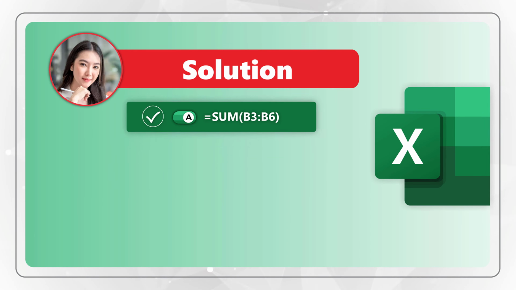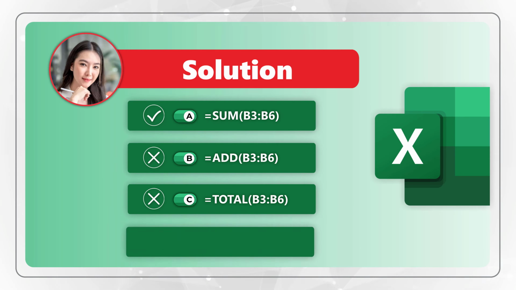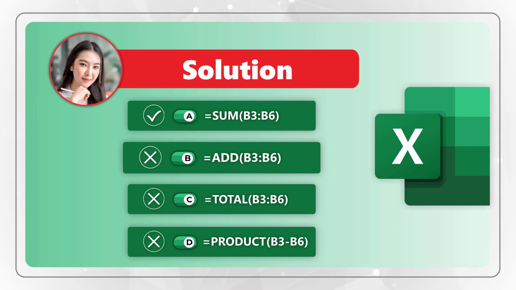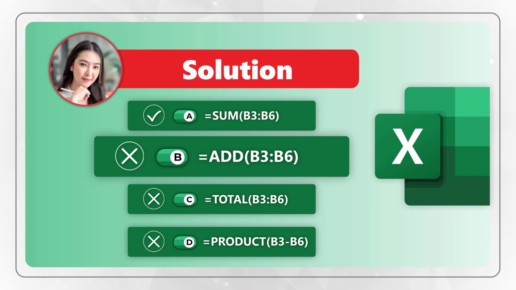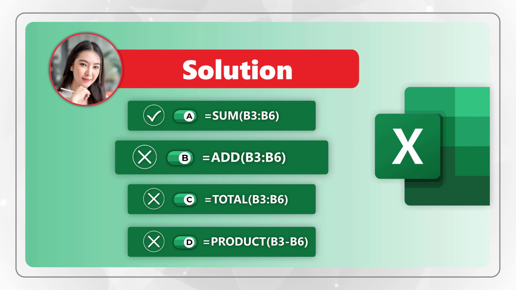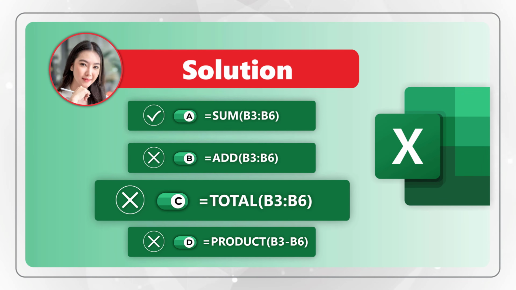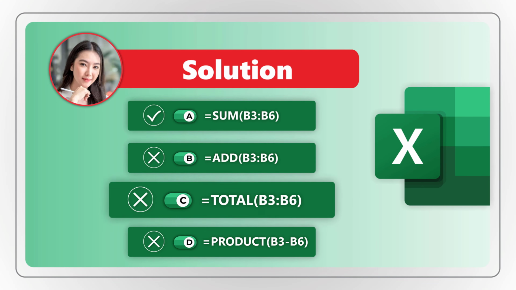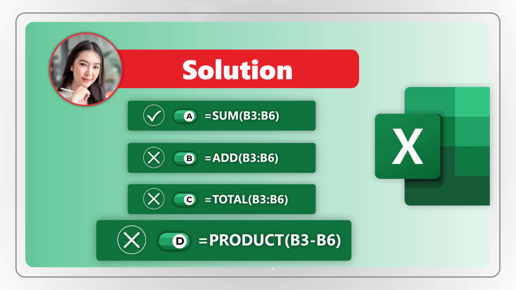Let's look at why other options are incorrect. Option B, ADD B3 through B6, is not a valid Excel formula. Option C, TOTAL B3 through B6, is also not a valid Excel formula. And choice D, PRODUCT, will multiply the values in the range together, and it will not give you the total sales for 2022.